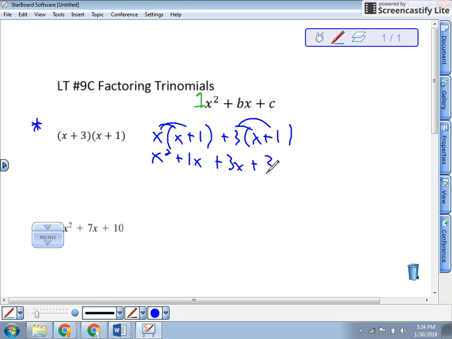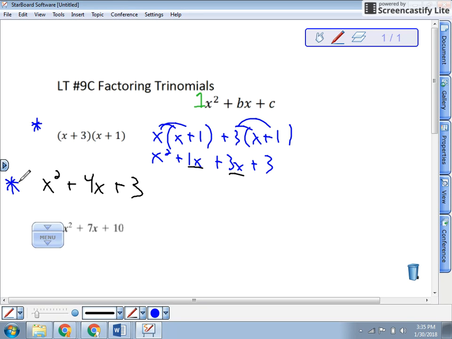I'm going to rewrite that over here. So we'd have x squared, plus, I can combine these two terms, plus 4x. And then we'd have our plus 3. Okay, so now let's look at how this relates to our original.